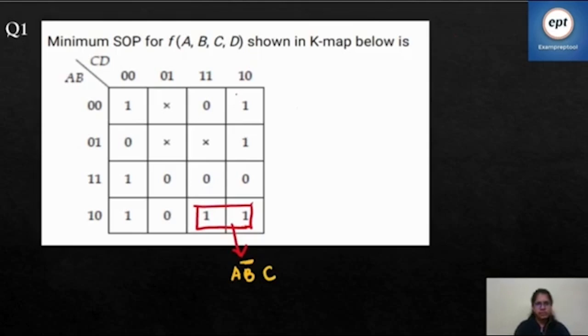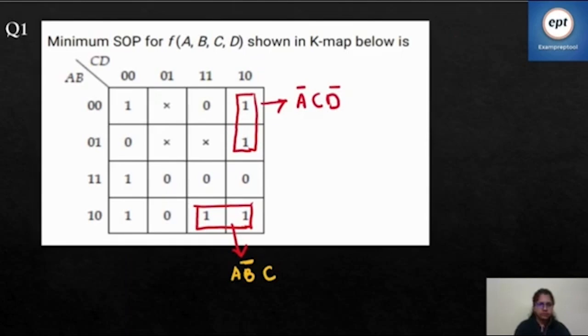So the second min term we can get from here. So what will be the second min term here? This will be A bar, and from here we will get C and D bar. Okay, so this is the second min term we got.